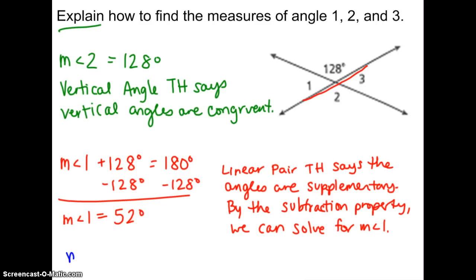Now, the measure of angle 3 is equal to the measure of angle 1 for the same reason. The vertical angle theorem says that vertical angles are congruent. Therefore, the measure of angle 3 has to be 52 degrees.